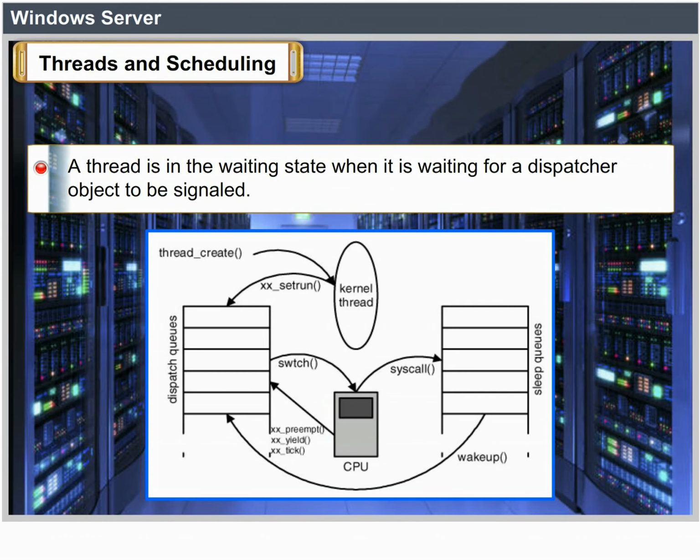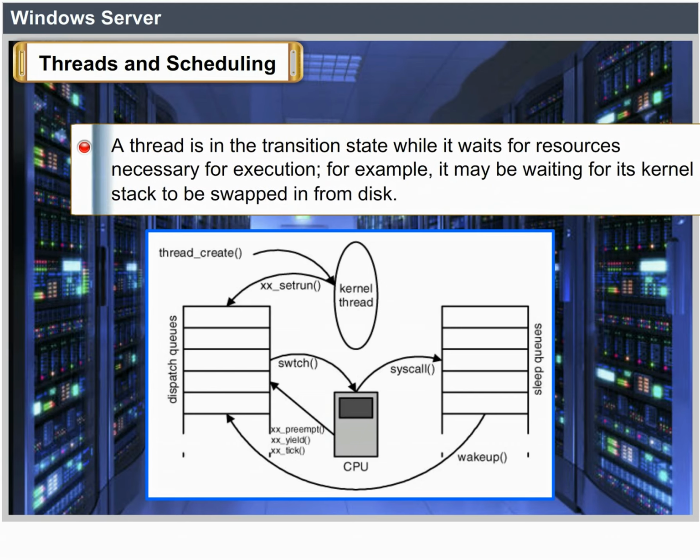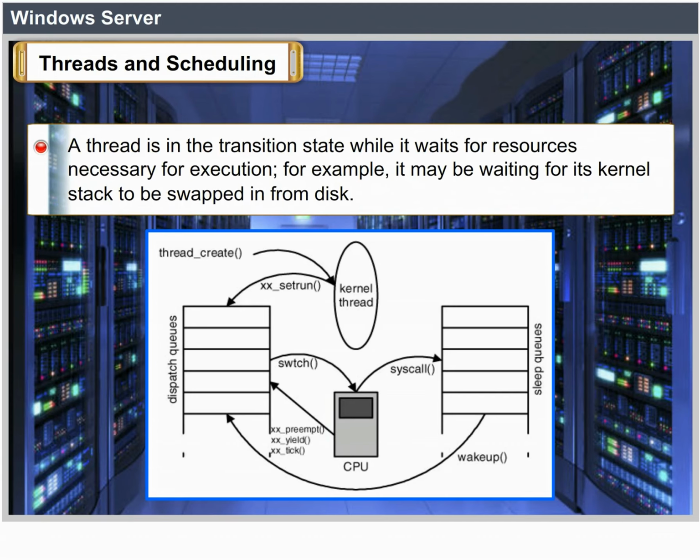A thread is in the transition state while it waits for resources necessary for execution. For example, it may be waiting for its kernel stack to be swapped in from disk. A thread enters the terminated state when it finishes execution.